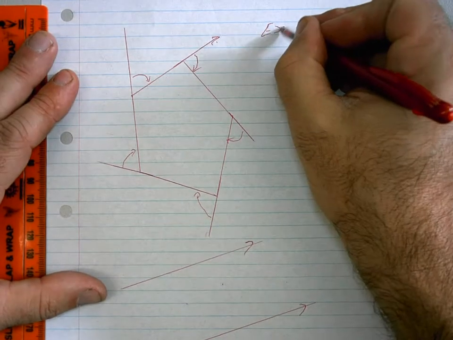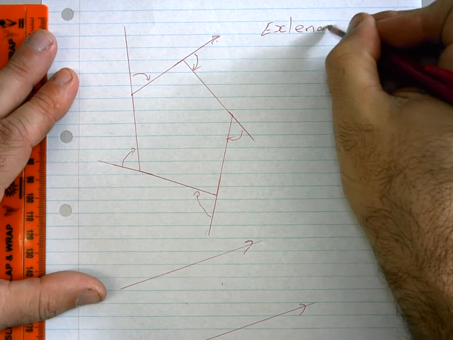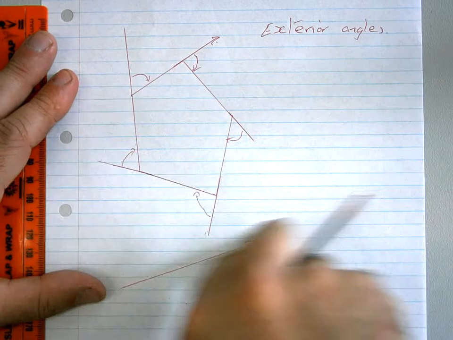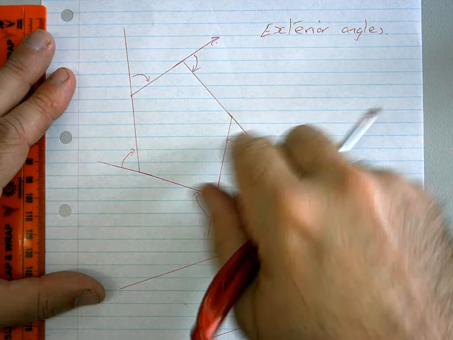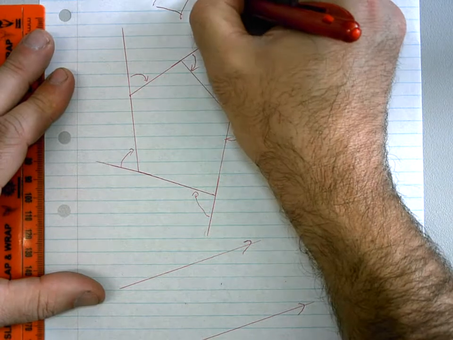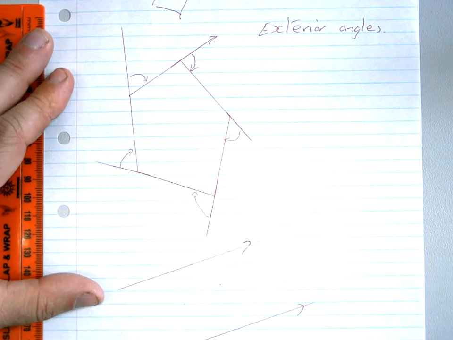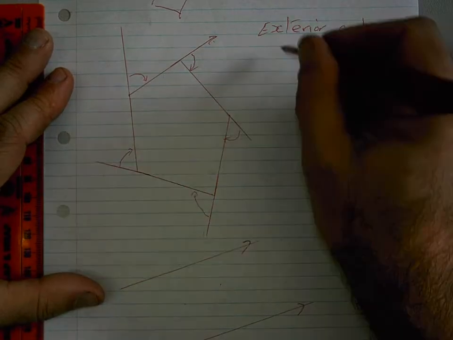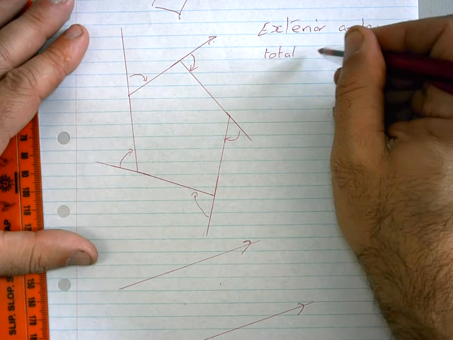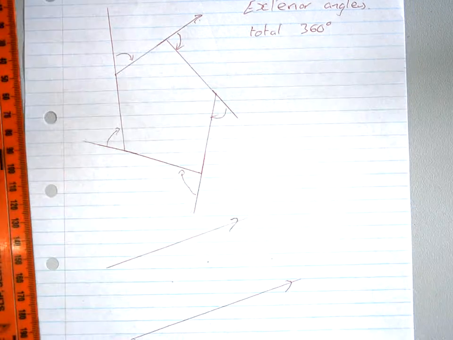So exterior angles of any shape, any polygon shape, okay? Not this one. Okay? Exterior angles total 360 degrees. We're doing really well. We've got one more to go.